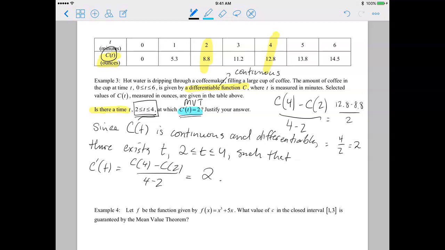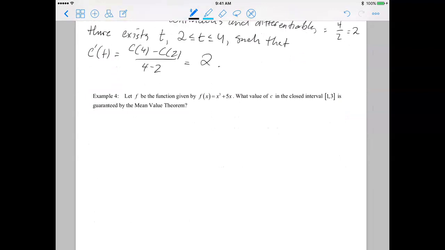Okay, so this is how I'm going to justify my answer. When you guys work problems on the assignment, you need to try to model this as best you can. And if you have questions, then please feel free to let me know.